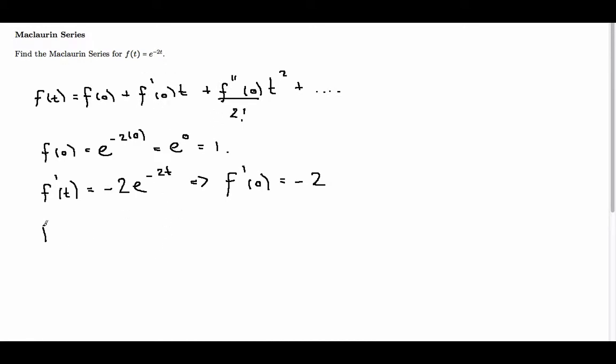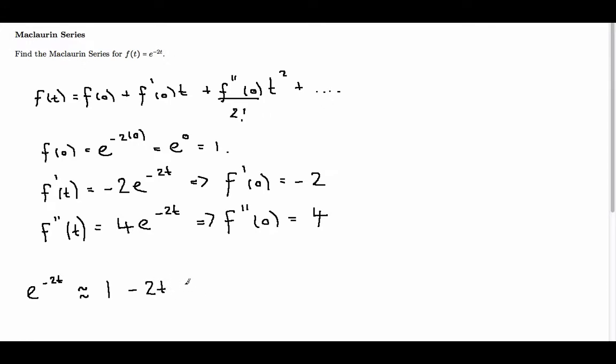We now need to find the second derivative, so that's f double prime. That means just differentiate this again, so that will give us 4 e to the minus 2t. Therefore, when we evaluate it at 0, we're just going to get 4. So we can see that e to the minus 2t is approximately 1 minus 2 lots of t plus 4 over 2 factorial times t squared.